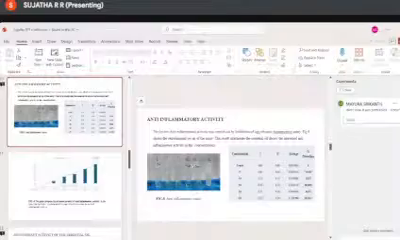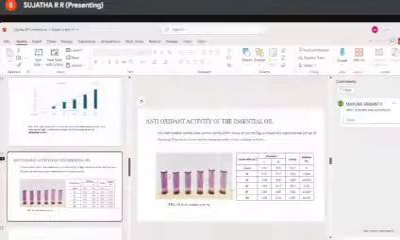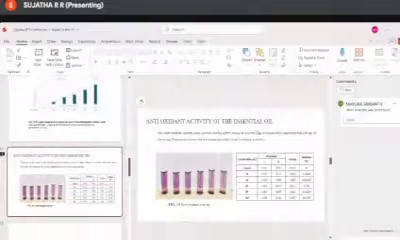Next, the DPPH assay. DPPH stands for 2,2-diphenyl picryl hydrazyl assay. Here the DPPH acts as a stable free radical. The phytochemicals present in the essential oil scavenged the free radical, and as we can see, when the concentration increases, the inhibition also increased, showing that the phytochemicals present in the essential oil have potent antioxidant activity.